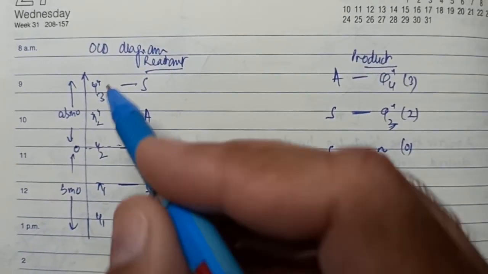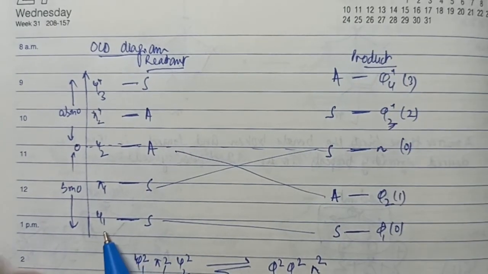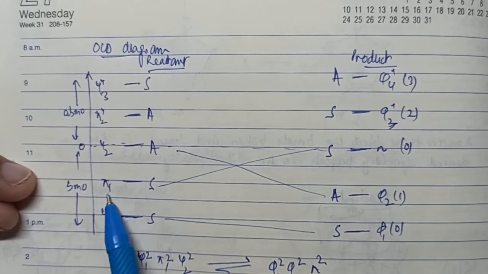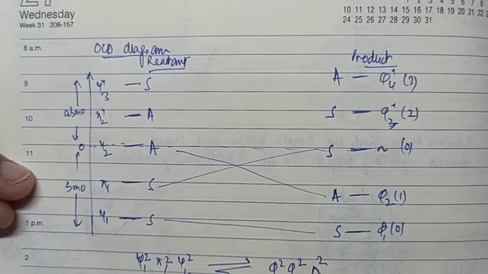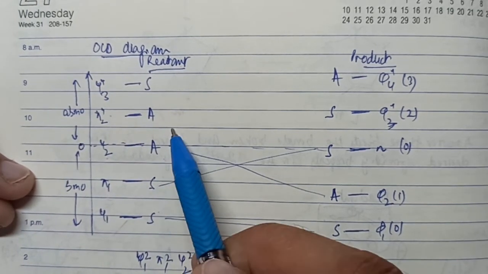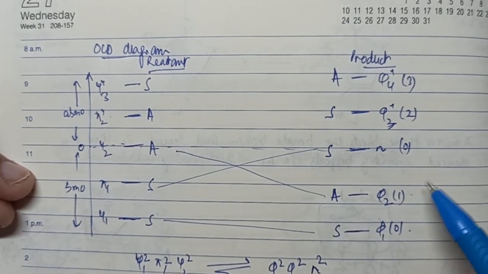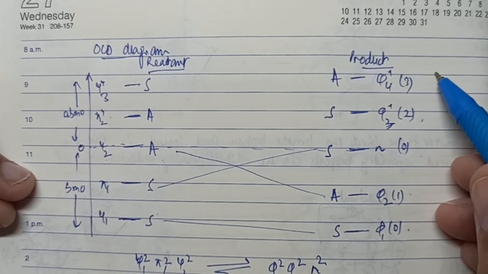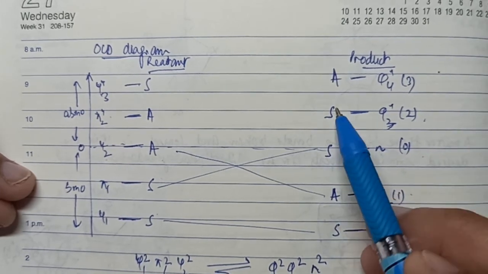Now OCD diagram drawing is simple. One is reactant, another one is product. The reactant side was psi1 most stable, then pi1, then psi2, then pi2 star, and then psi3 star. And this was the symmetry properties, SSAAS on the reactant side. Product side had sigma 1 bonding, sigma 2 bonding, non-bonding, sigma 3 star, and sigma 4 star. The symmetry assignments was SASAS.